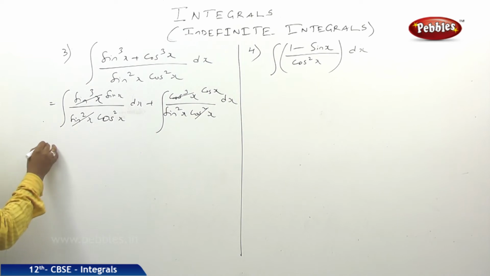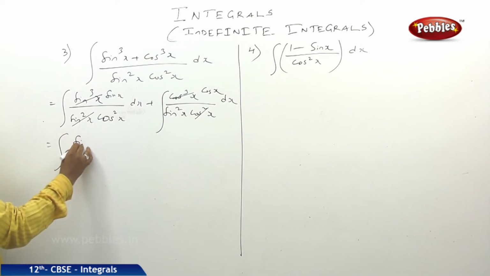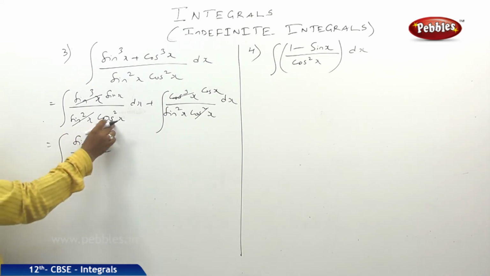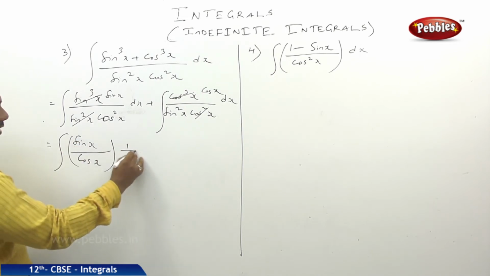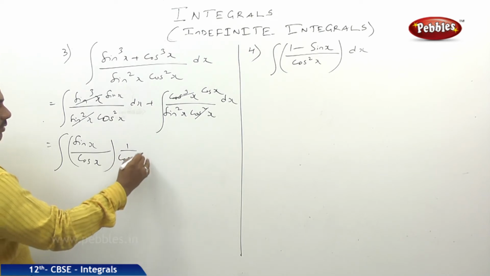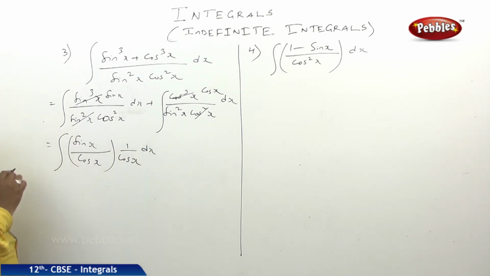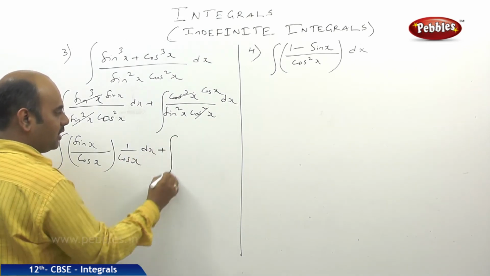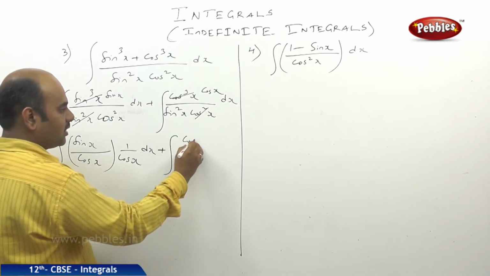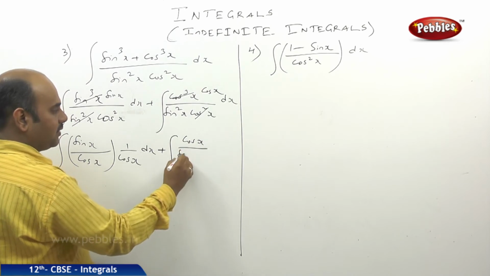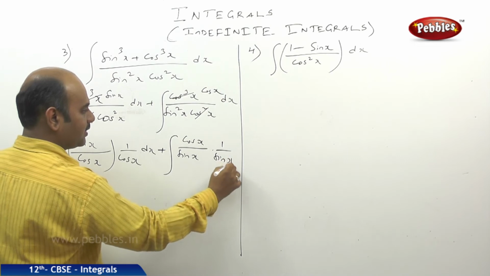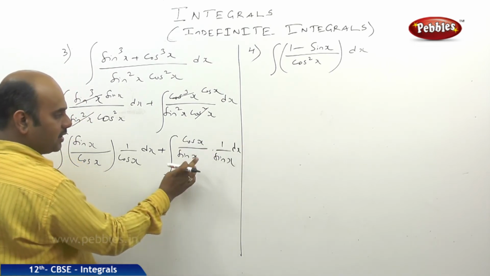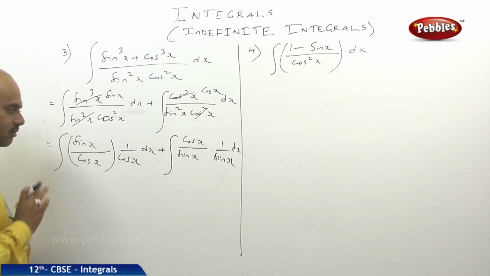So finally what happens, there remains integral of sin x by cos square x can be written as cos x, and another cos x I will be writing it as 1 by cos x dx. I think it is clear because cos x into cos x is cos square x. Similarly here also cos x divided by sin x and here again 1 by sin x dx. Now I think it is clear, sin x into sin x is sin square x.